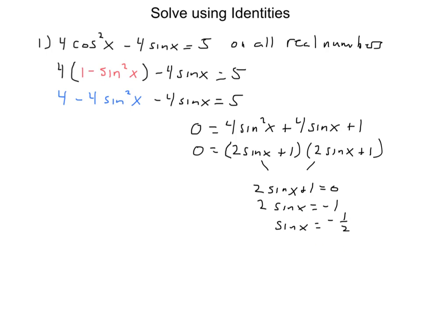Now, I want to identify all real numbers where this happens. So what I have to do is look at the unit circle, identify what angles have a sine value of negative 1/2, and remember to add the plus 2 pi n. In this case, one place where that happens is x equals 7 pi over 6 plus 2 pi n. The other place is x equals 11 pi over 6 plus 2 pi n.